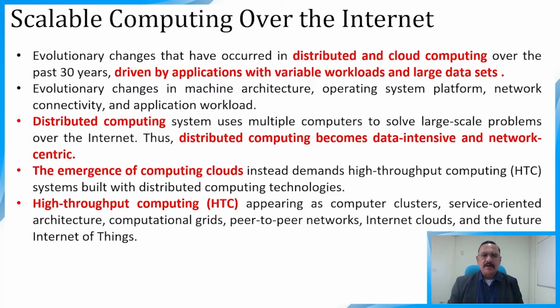Therefore, a distributed computing system now uses multiple computers to solve large scale problems, and that too over the internet. Distributed computing becomes data intensive and network centric over this internet based scalable computing. The emergence of the computing cloud demands high throughput computing systems built with distributed computing principles. High throughput computing appears as computing clusters, service oriented architectures, computational grids, peer to peer networks, internet clouds, and the future internet of things. These are some of the precursors from distributed computing to the current stage of scalable computing over the internet, which has now grown into cloud computing parlance.